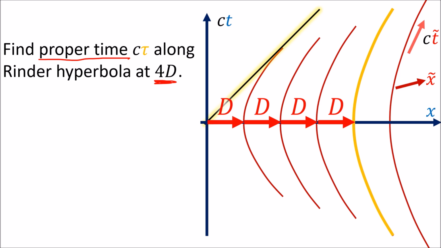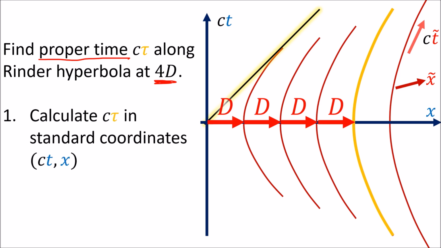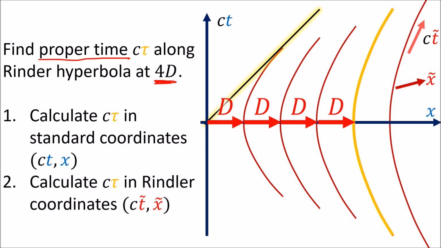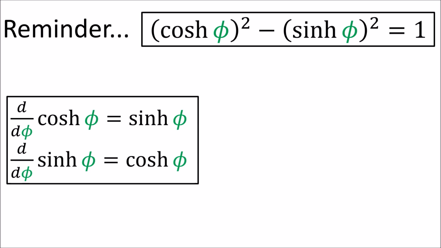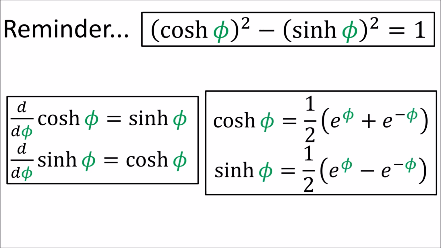We're going to do this both in the standard inertial coordinates using the Minkowski metric and also the Rindler coordinates using the Rindler metric. And we're going to find that our result of the proper time along the curve ends up being the same in both cases. To do our calculations, I'm just going to remind you of this fundamental hyperbolic trig identity, cosh squared minus sinh squared equals 1, because we're going to be using it a lot. Also, remember that the derivative of cosh is sinh, and the derivative of sinh is cosh, which we can show easily using the exponential representations.